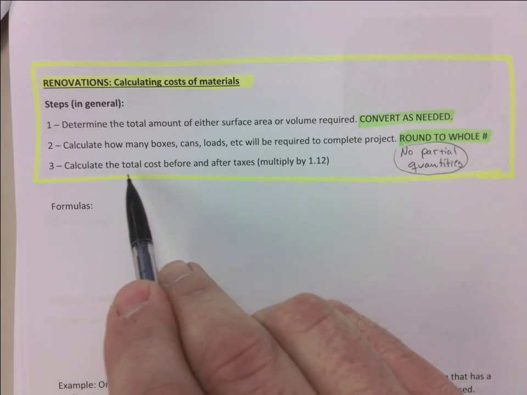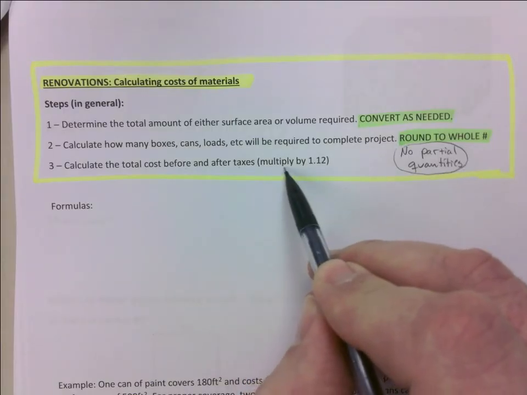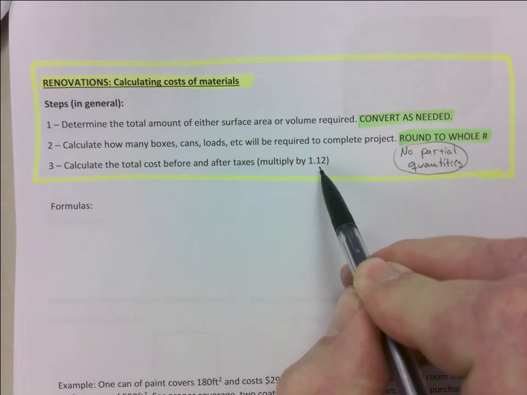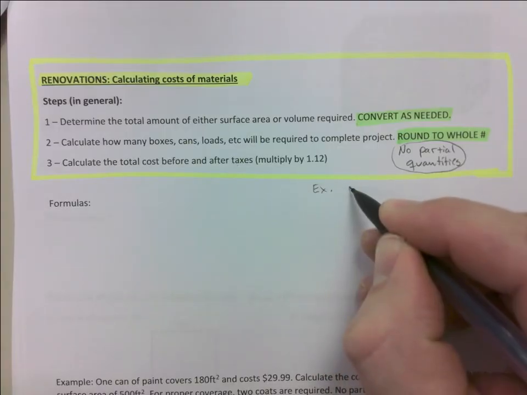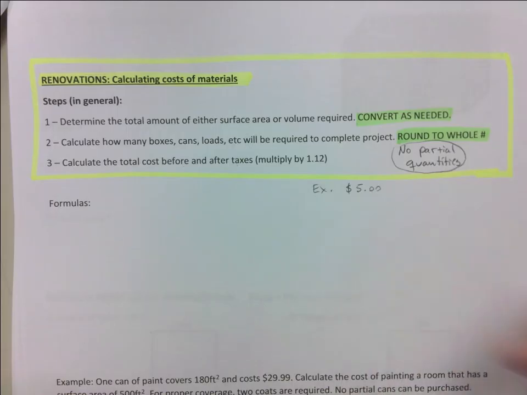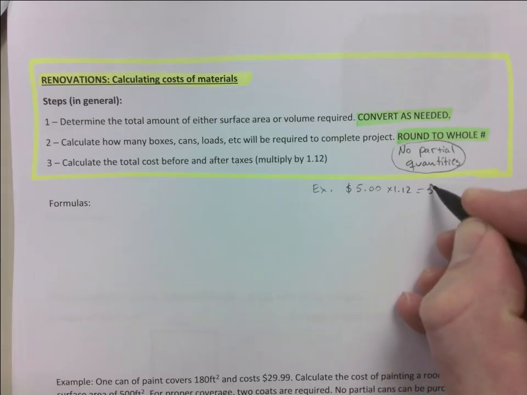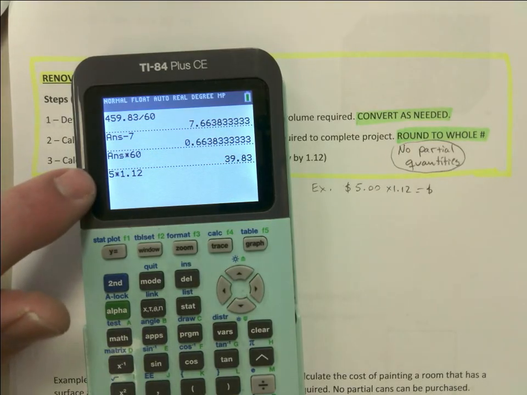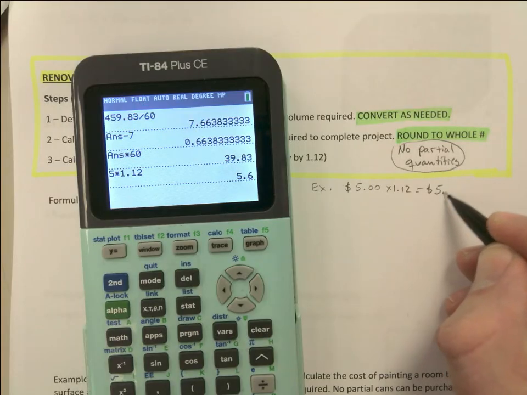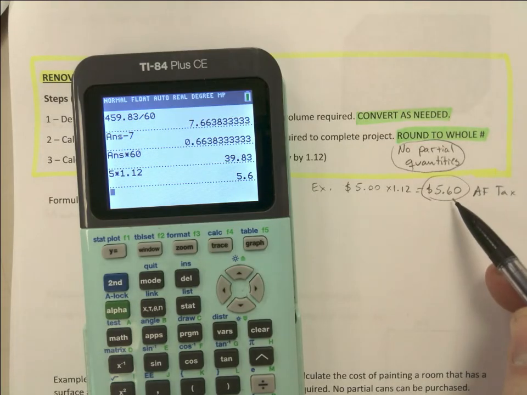Then at the end, calculate the total cost before and after taxes. If you want after taxes, the shortcut is multiplying your answer by 1.12. Okay? So, example, if you buy something for $5 at the store, and obviously you have to pay taxes on most of the things in Manitoba, we just multiply that by 1.12, and then you know how much you're actually going to have to pay. I just made this one up. So 5 times 1.12, so you're going to have to hand over $5.60 after tax, right? That means that taxes have been applied.